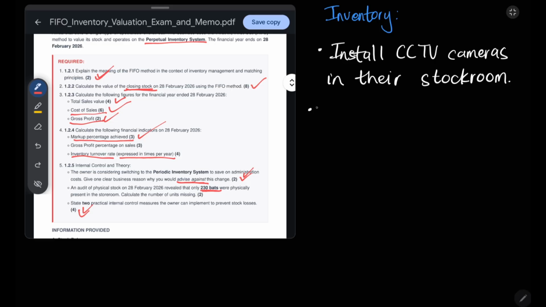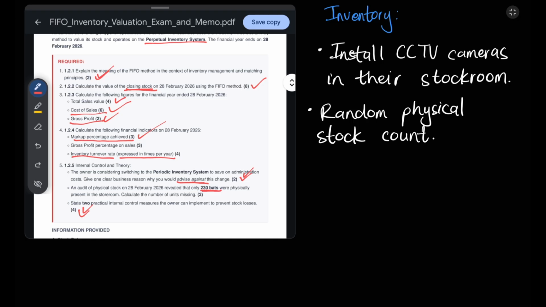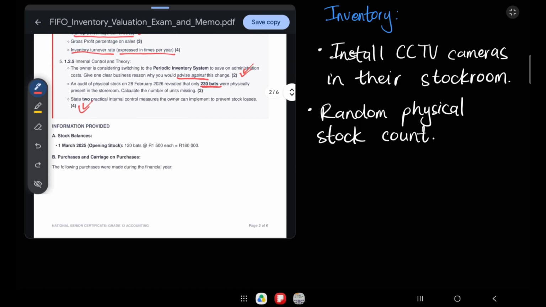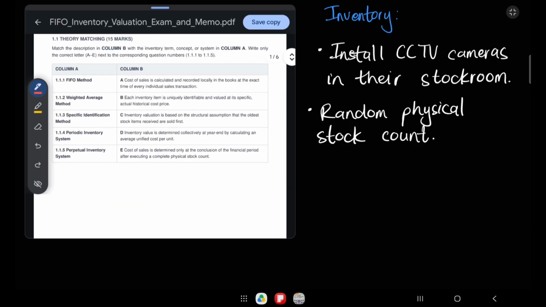They shouldn't really prepare anyone. In that case, if somebody tries to steal or plans to steal, they'll know that they never truly know when the stock will be counted. So let's say a random physical stock count, or anything that you can think of. You want to stop theft, to prevent people from stealing your beds. So these are the 2 things that you could try doing. So that is all under the FIFO evaluation system.